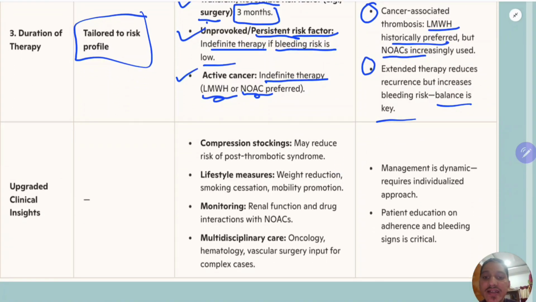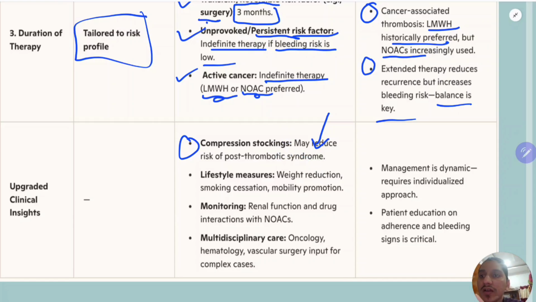Some updated things. Compression stockings may reduce the risk of post-thrombotic syndrome, but books say don't give compression stockings to reduce the risk of post-thrombotic syndrome. The other thing the book says is that you can use compression stockings in patients who have already developed symptoms of post-thrombotic syndrome. There they can have some symptomatic relief, not before the development of PTS. Now it is not advised.